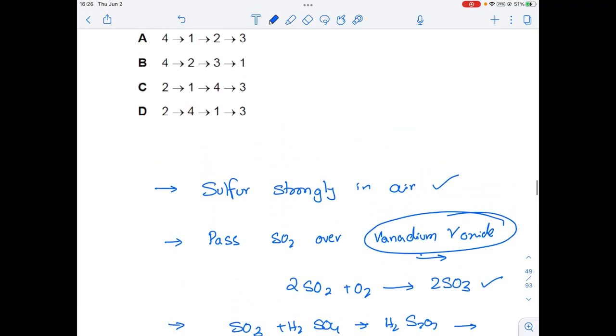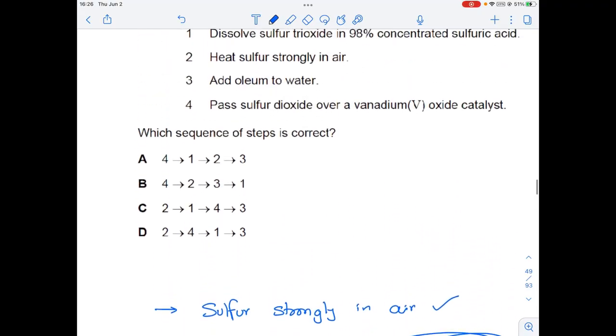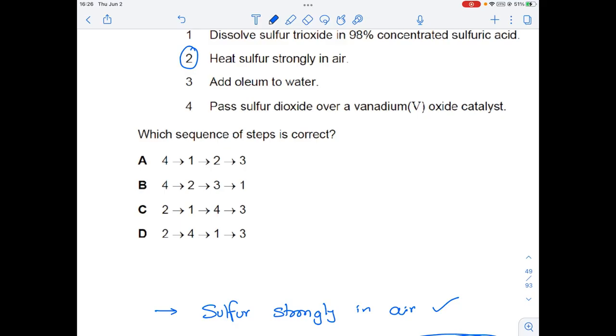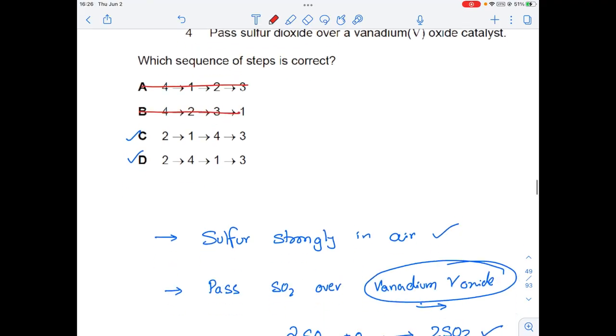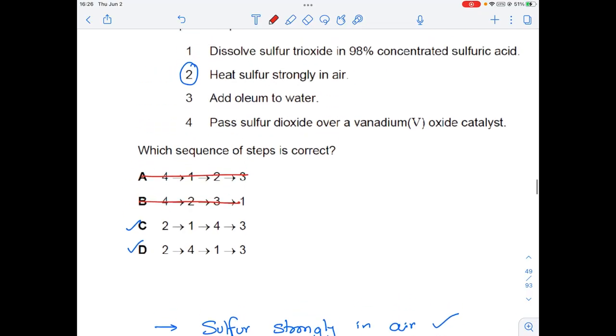So first I will be heating the sulfur strongly in the air. So where is heating sulfur strongly in the air? Option 2 is the first one. So it has to be either C or D. So options A and B are totally wrong. Now the second step is that sulfur dioxide is passed through the vanadium oxide. So where is that one? It is 4. So obviously option C is also wrong.